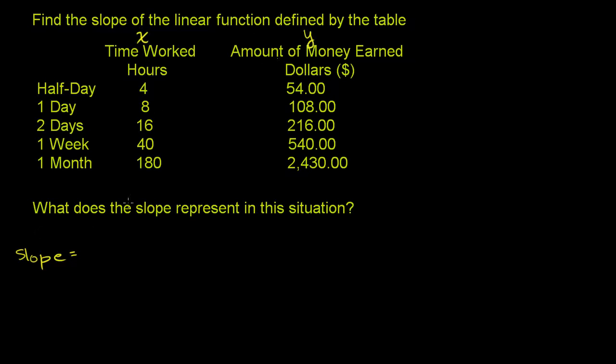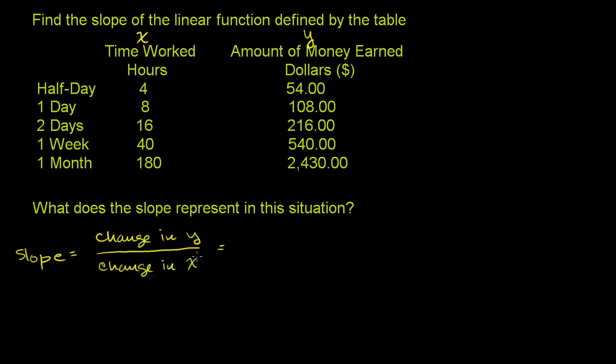So let's call the independent variable x, the dependent variable y. So our slope in this situation would be change in y divided by change in x. So how much does the amount of money I make change when I work a certain number of hours? When my hours worked change by a certain amount?